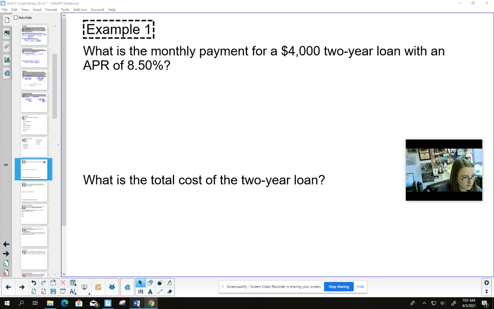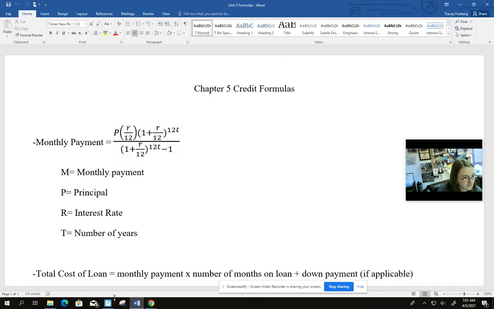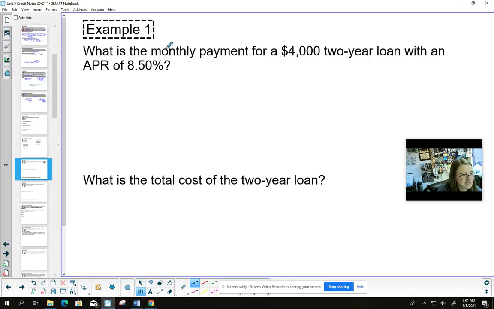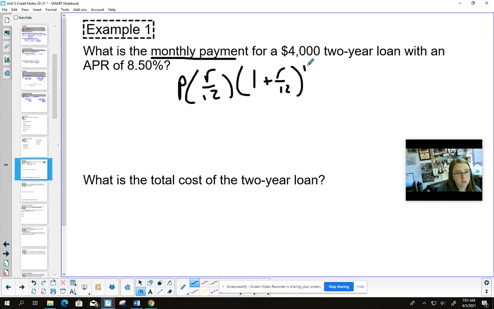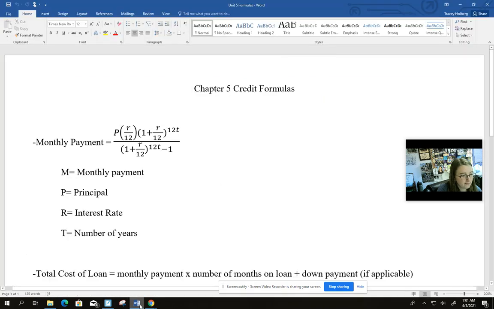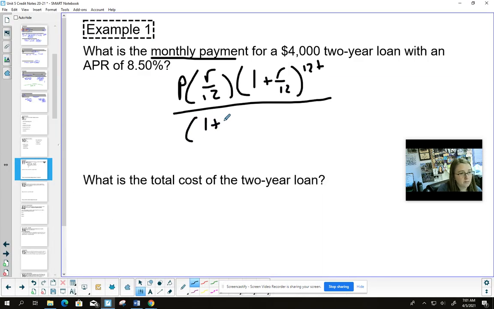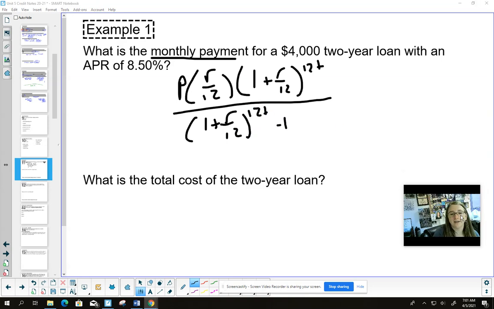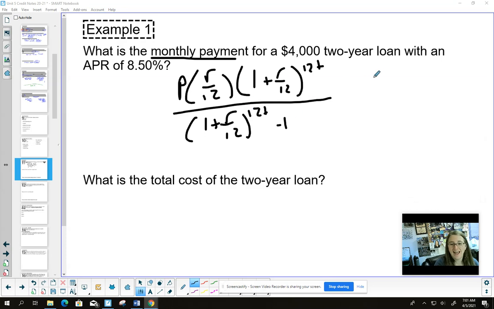I'm going to copy this formula over. Probably not every single time, but let's go ahead and do this. This is the monthly payment formula. This is P R over 12, 1 plus R over 12 to the 12t. Make sure I got this right here. Yep. And then on the bottom, we have 1 plus R over 12, 12t, minus 1. Okay, so again, this is not talking about compound interest. So you notice that n is not a variable anymore. These are talking about something different. This is not talking about compound interest.